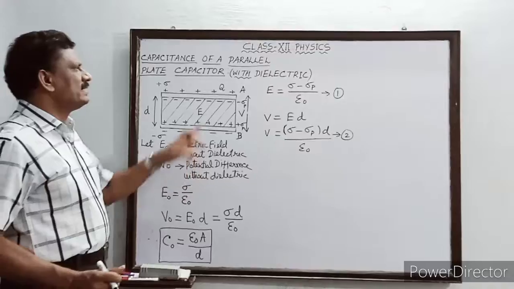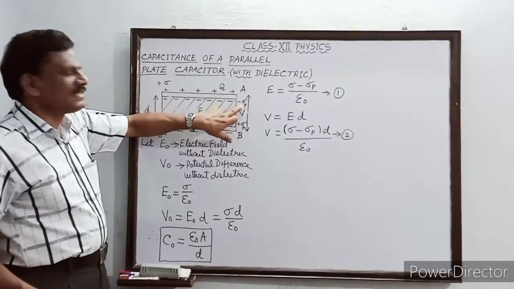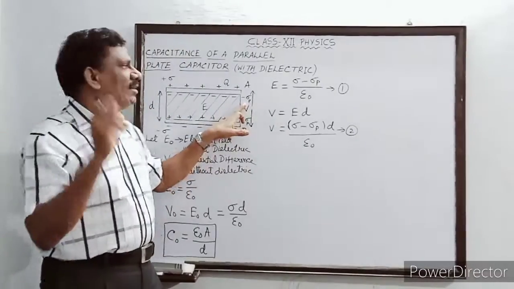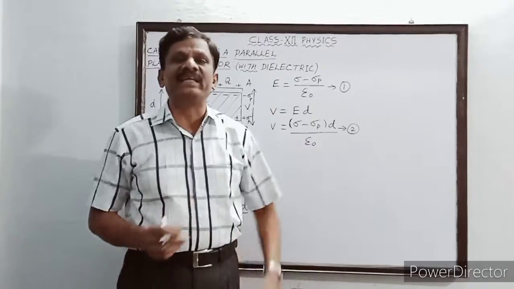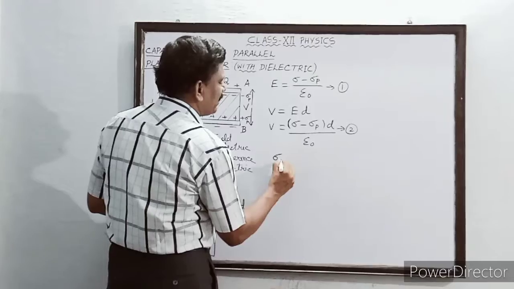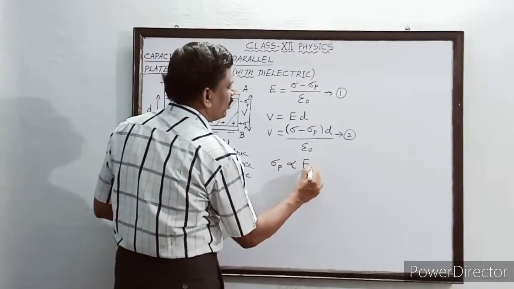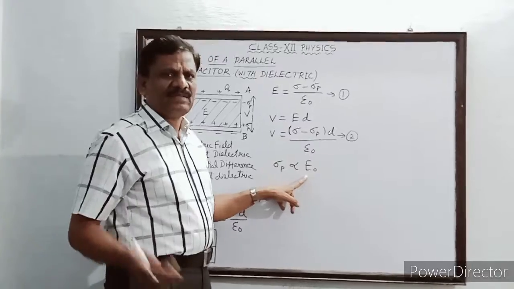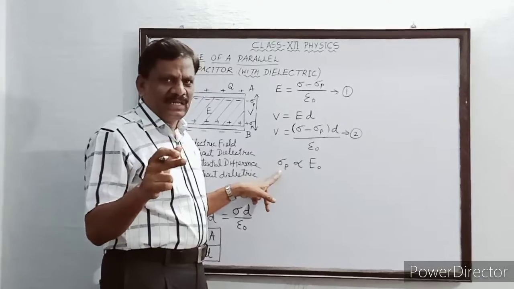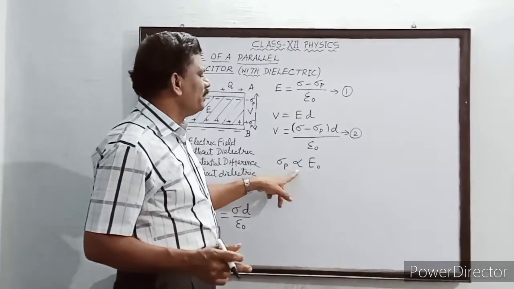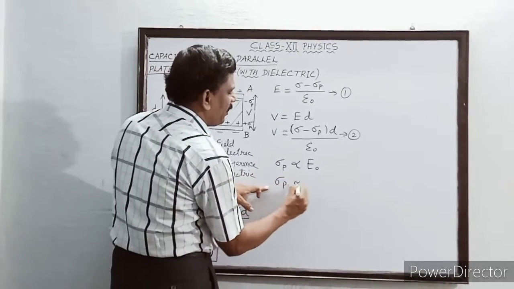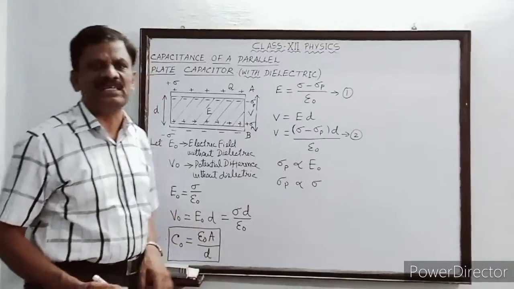See, this sigma P, the induced surface charge density, will be less or more depending on the strength of the actual original electric field E naught applied. That means this sigma polarization is directly proportional to the original electric field. Because of the original electric field only, the induced charges are produced. Understand? Therefore, sigma P must be proportional to E naught. As a result, the sigma P must also be proportional to the original surface charge density also.